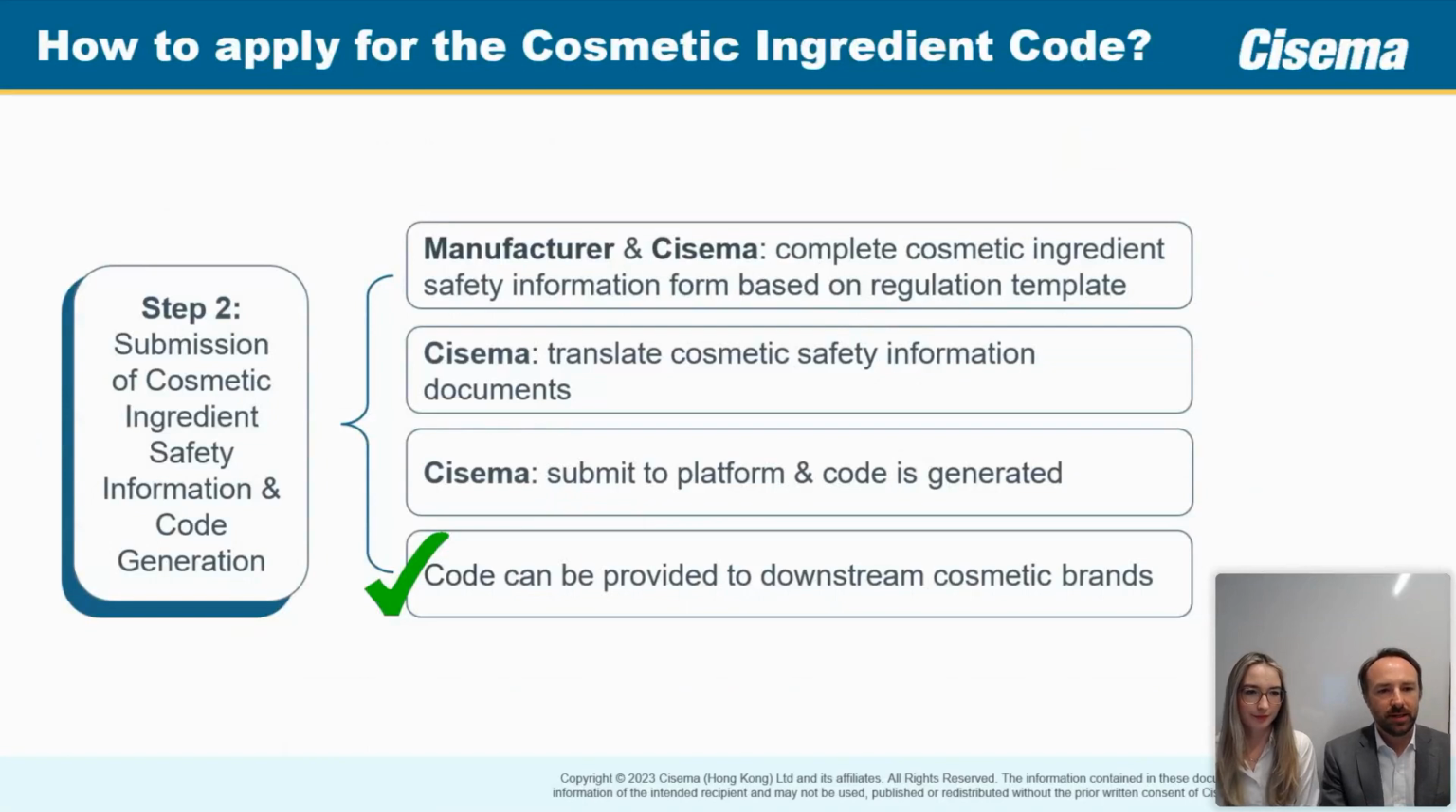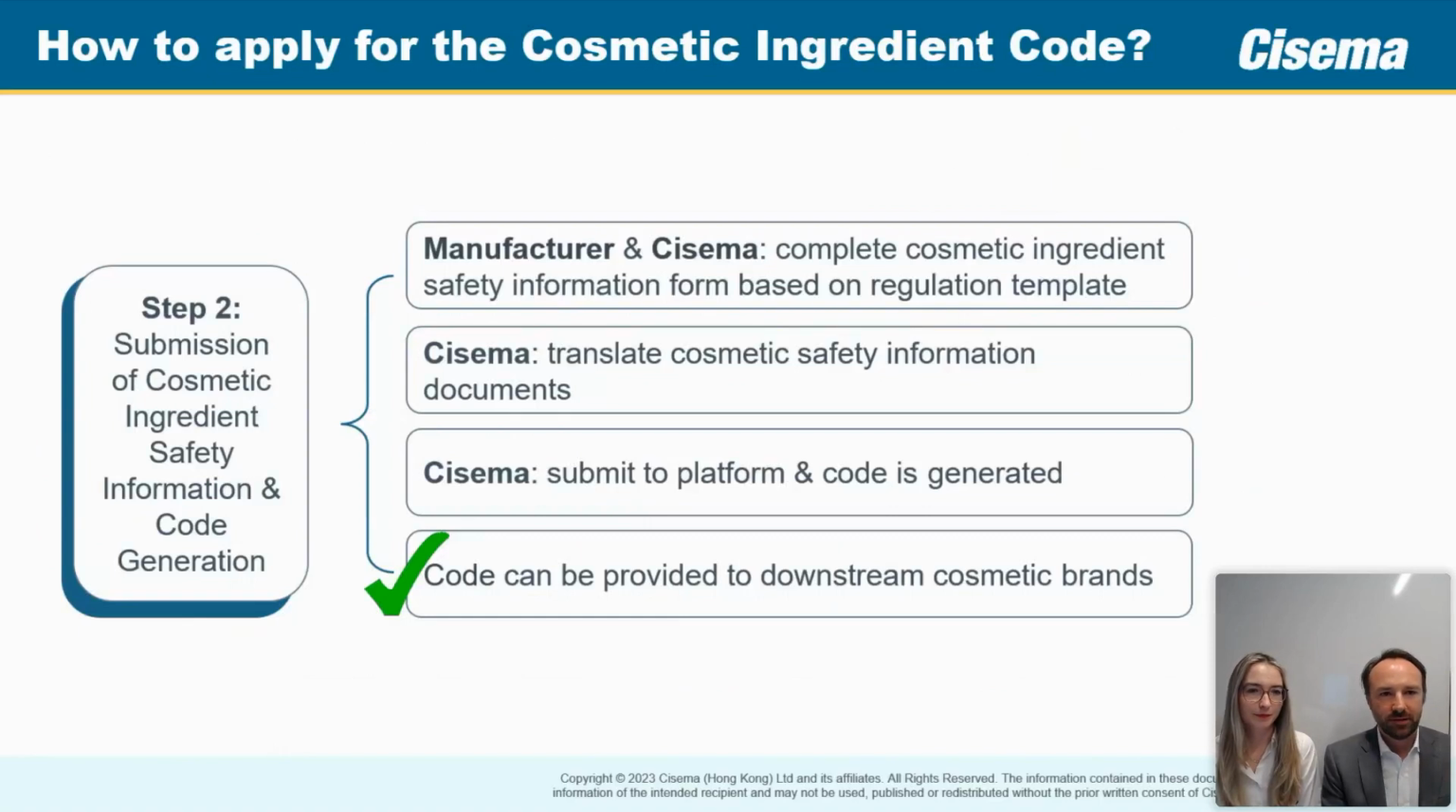Step 2 is then submitting the cosmetic ingredient safety information to obtain the code. So step 1 is more about the manufacturer information. Step 2 is more about the particular ingredient. You only need to do step 1 once per manufacturer. Step 2 is per ingredient. So once the manufacturer has an account, he can use it for subsequent ingredient submissions. Exactly.